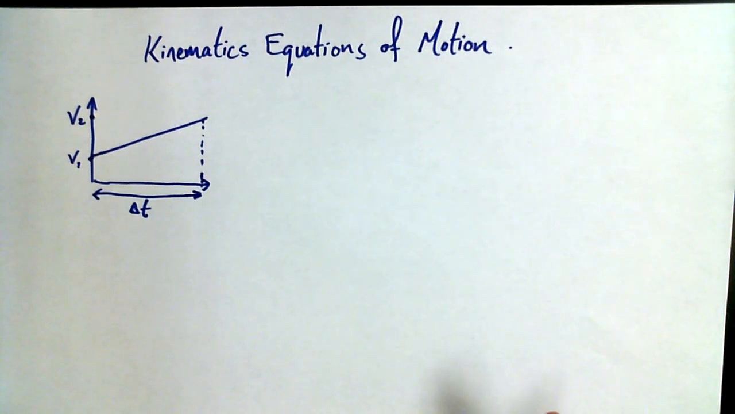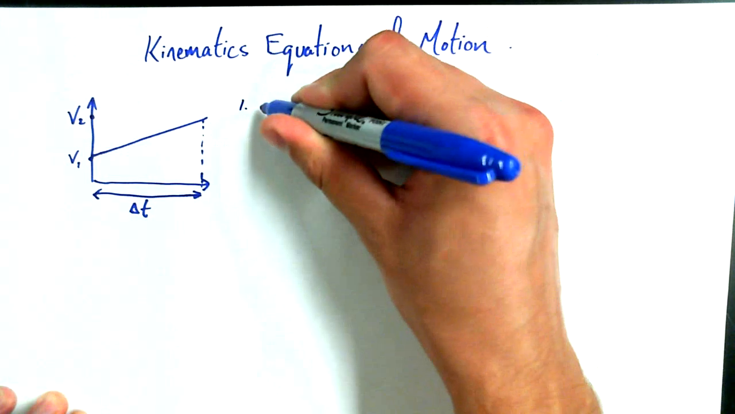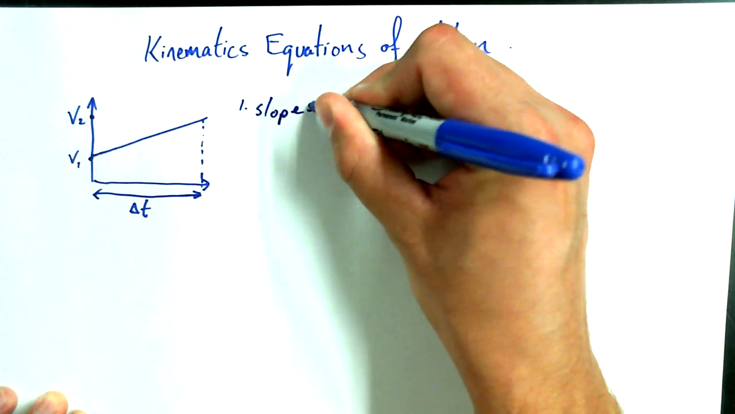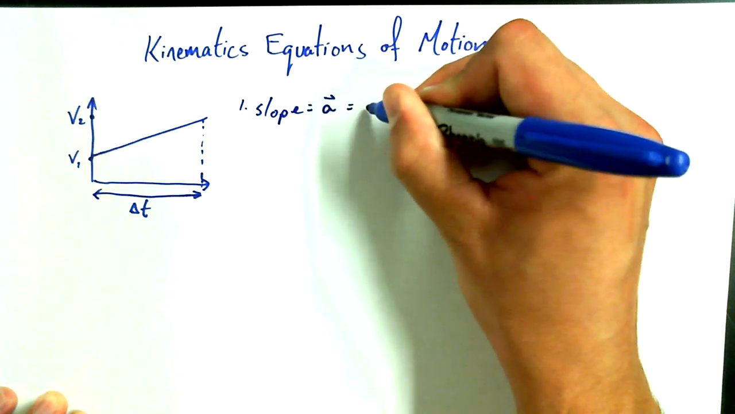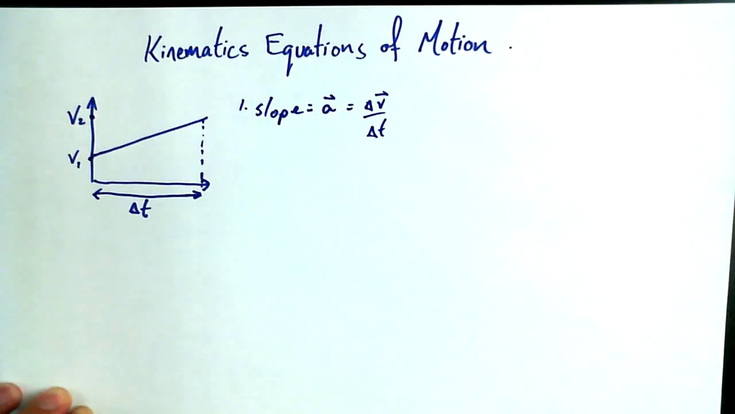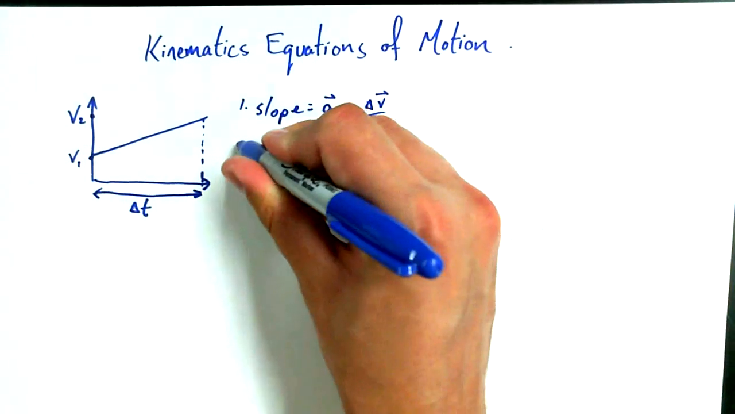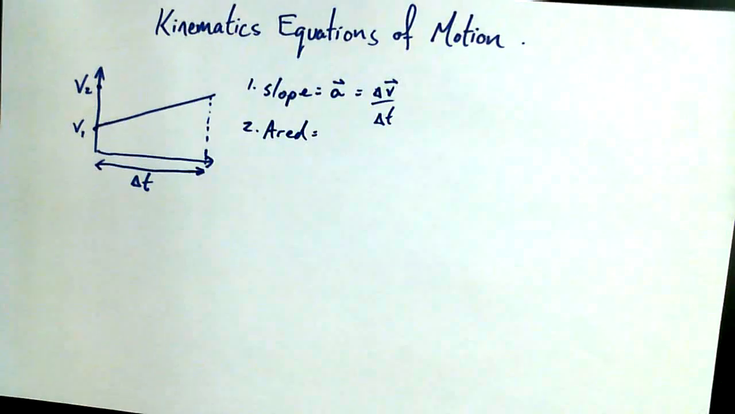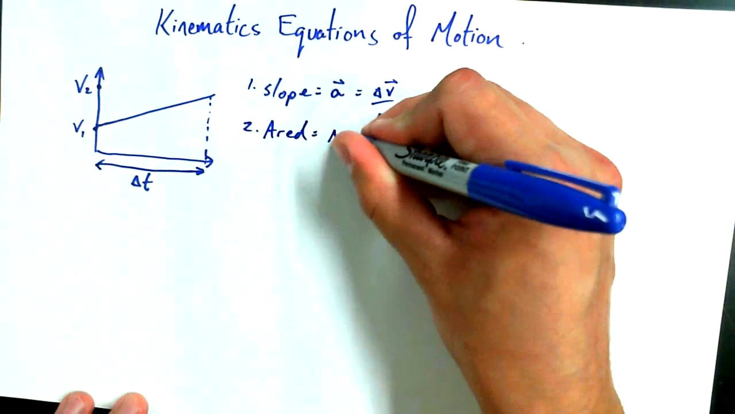A little bit of background information. We know that for a VT graph, slope is acceleration, and we can calculate that as delta V, oh, there you go, I even accidentally put arrows on there, delta V over delta T. We also know that area of a VT graph is displacement.